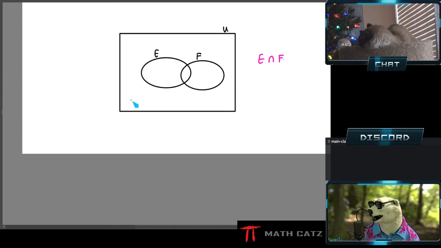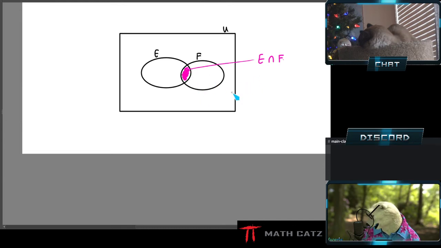Well, it's certainly not the outside because those elements don't have anything to do with the sets. Elements in here, they're only in E. They're not in F. I'm looking for those that are in both. These guys, only in F, not E. But these guys in the middle, they are the only ones that are in both E and F.